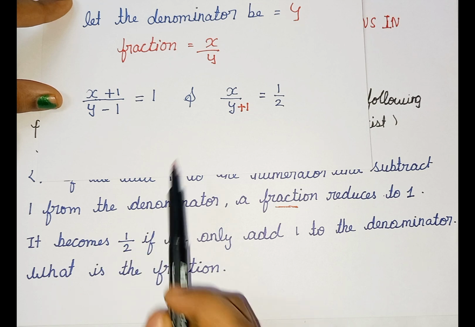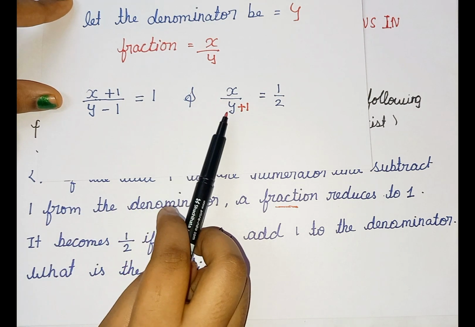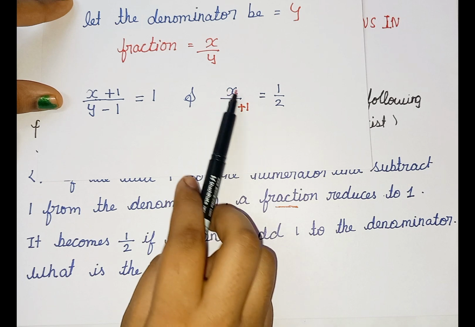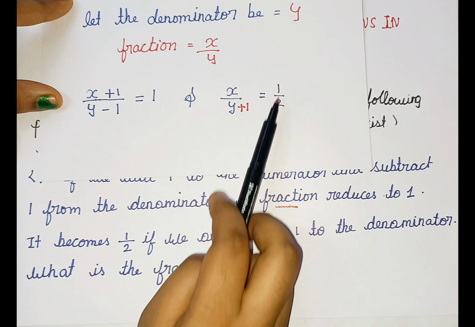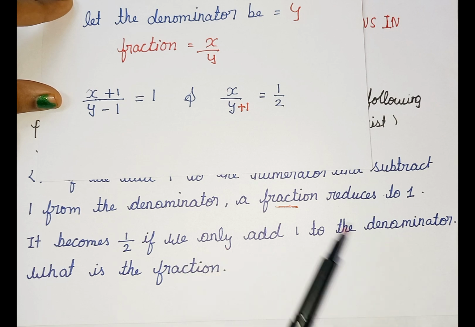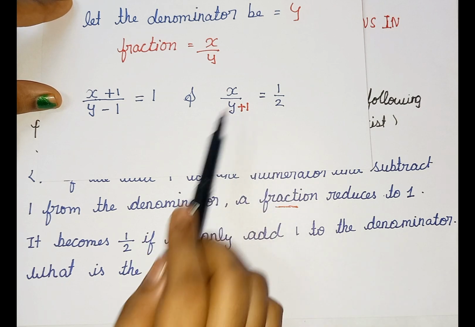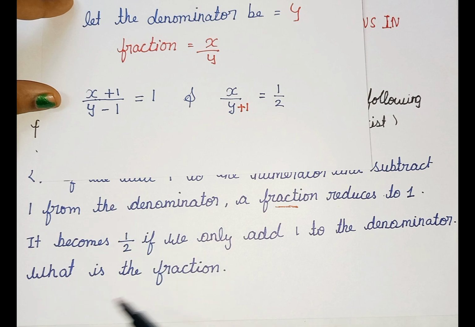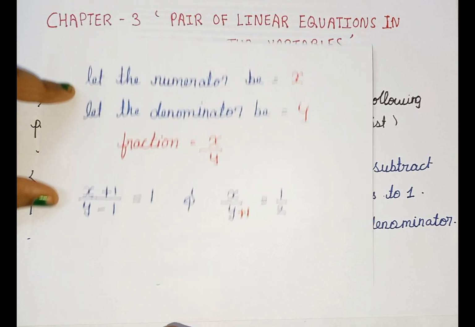Which will become 1 by 2? This fraction, x by y, x divided by y, is equal to 1 by 2. It becomes 1 by 2 if we only add 1 to the denominator. So we added 1 to the denominator. So what is the fraction? Now we are supposed to find what that fraction is.